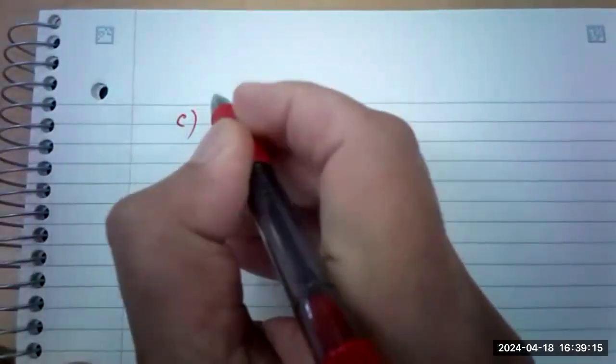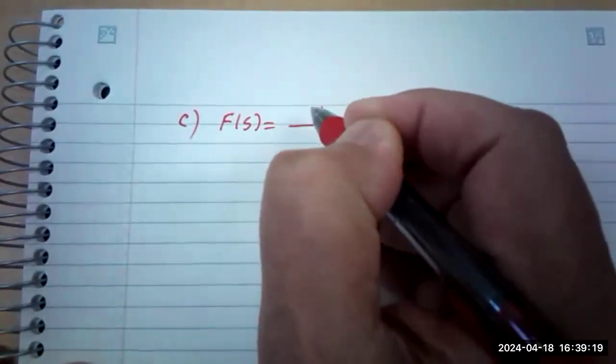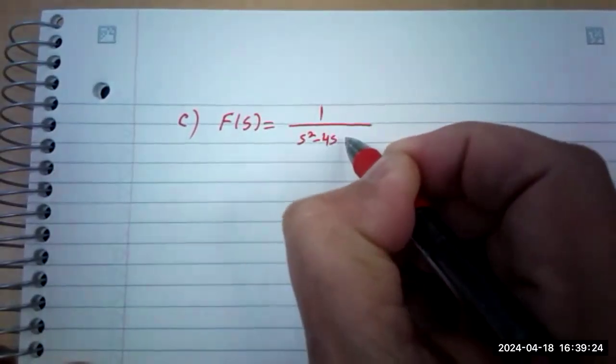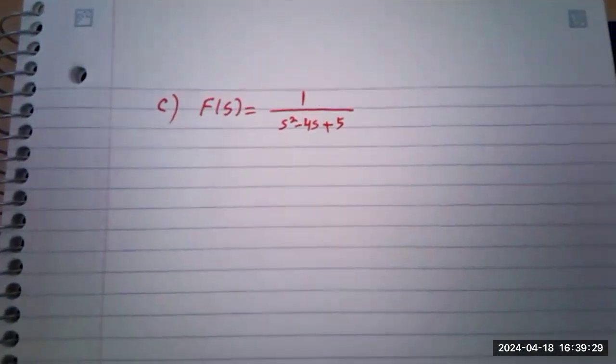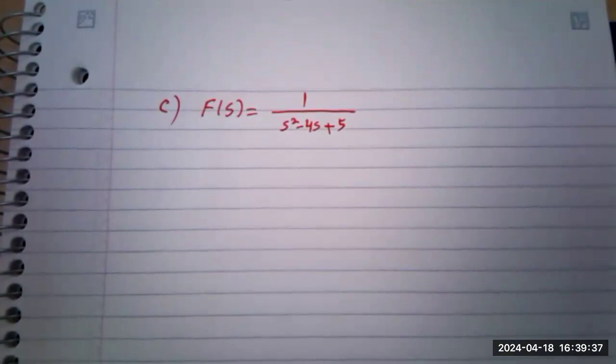We need part C of this problem. Part C, we want to find the Laplace inverse of this function. The function is f of s equal to 1 over s squared minus 4s plus 5. I think it's not factorable. You need two numbers with a product of 5 and a sum of 4. It's impossible. So just do the completing the square type.